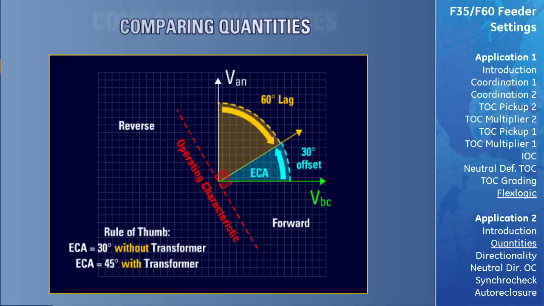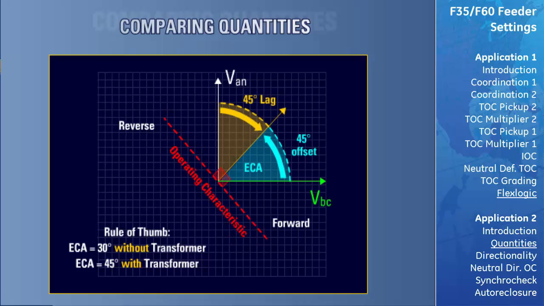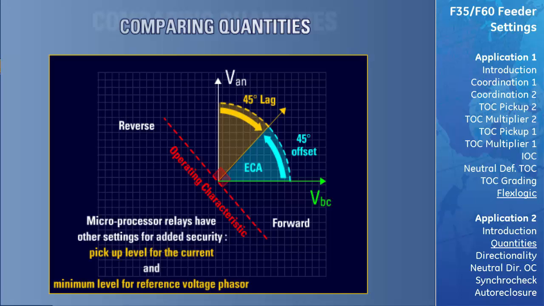The rule of thumb for setting the ECA angle is around 30 degrees for simple feeder applications without a transformer in the protection zone, and around 45 degrees when a transformer is in the protection zone. Microprocessor-based relays will have other settings for the operate characteristic for added security, such as a pickup level for the current and a minimum level for reference voltage phasor.